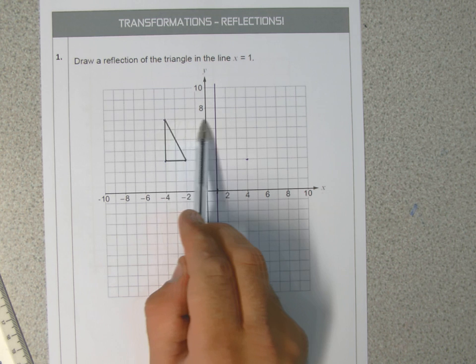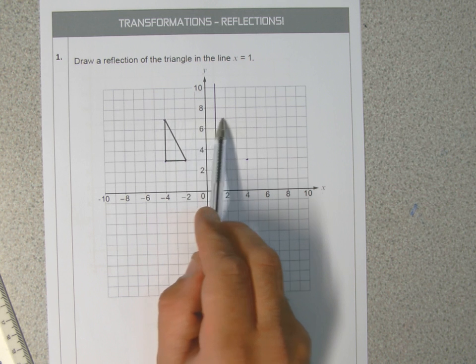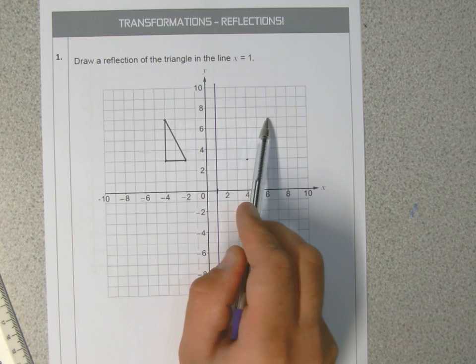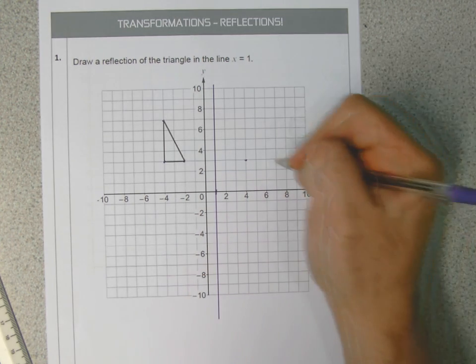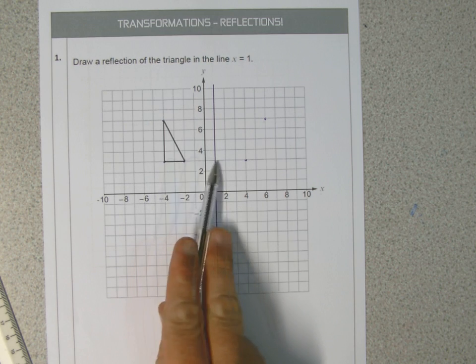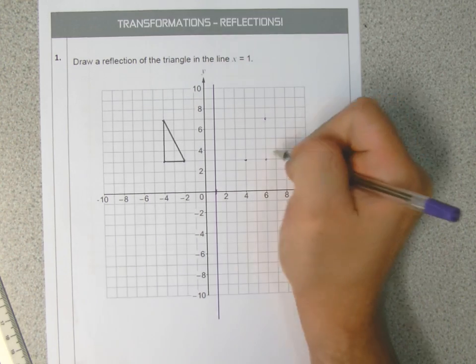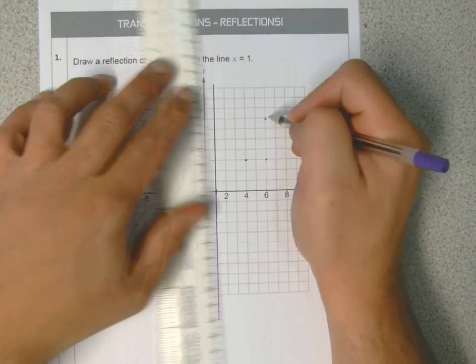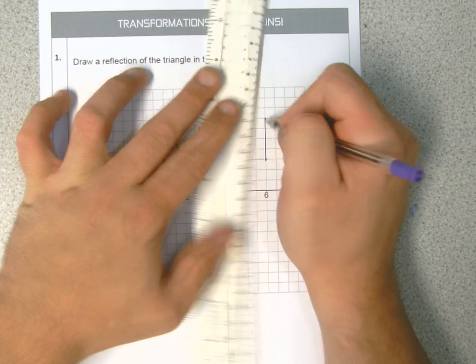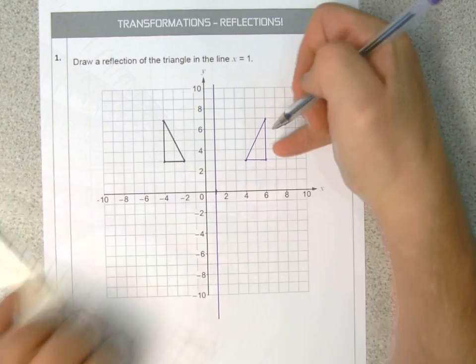This corner point here, is that 5 squares? Check it, yeah, 5 squares. So we go back 5 squares, ends up being there. That one there, do the same for that corner point. Again, that's 5 squares, isn't it? So you go back 5 squares, there. And you can see then, once the corner points are there, you've got your shape. You just join them up with a ruler and a pencil, and you've got your reflection.